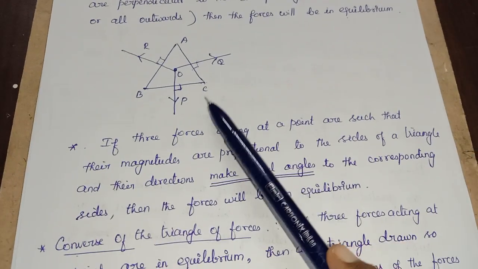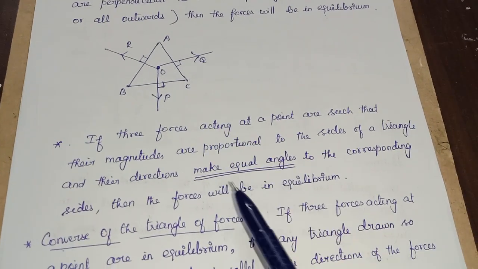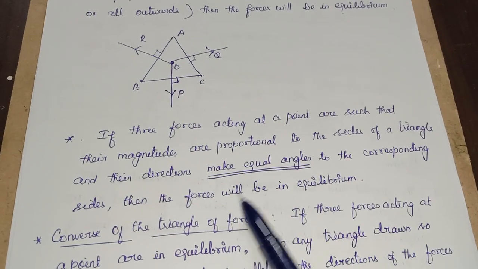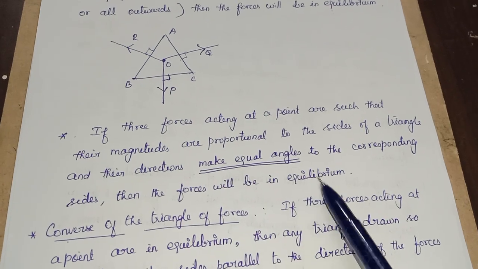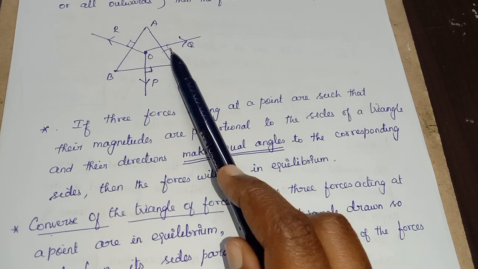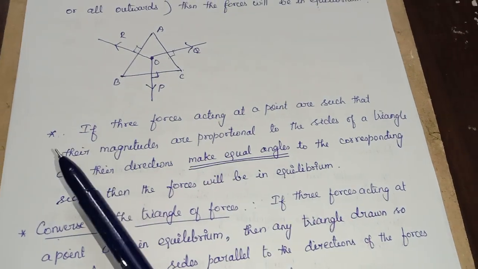Right, this can be generalized. Not only this 90 degree, suppose if my forces make equal angle to the corresponding sides, then also the forces will be in equilibrium. It need not be always 90 degree, it may be any other degree, but all the angles should be what?